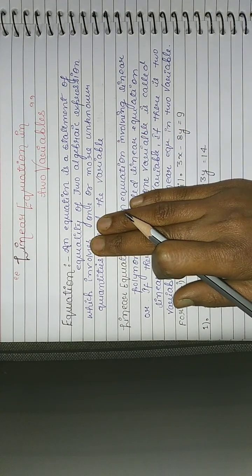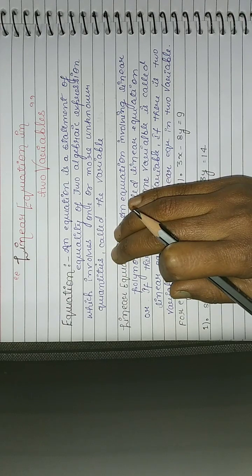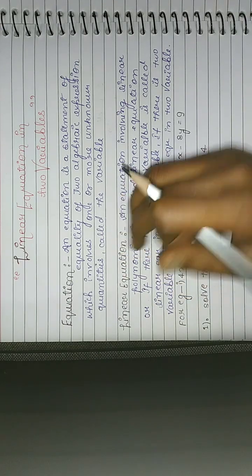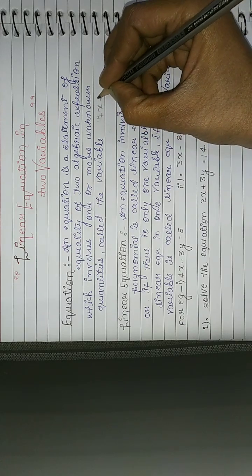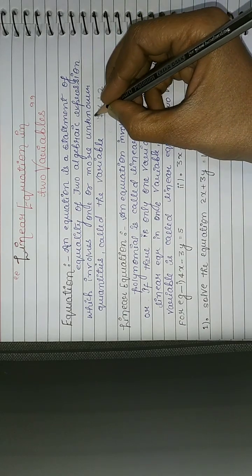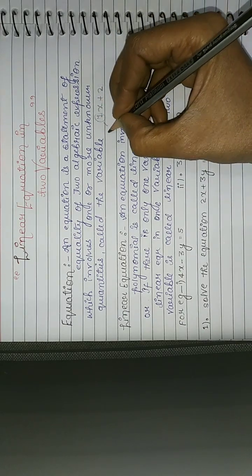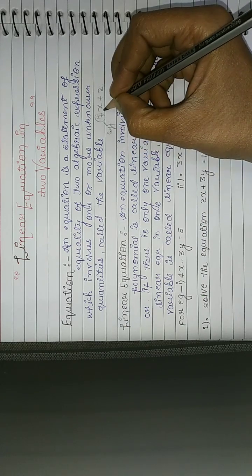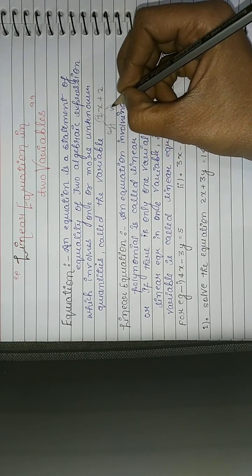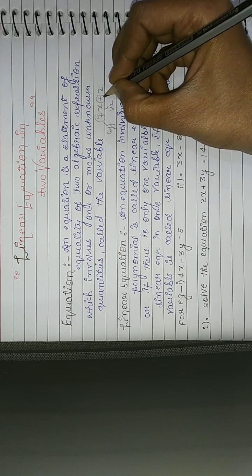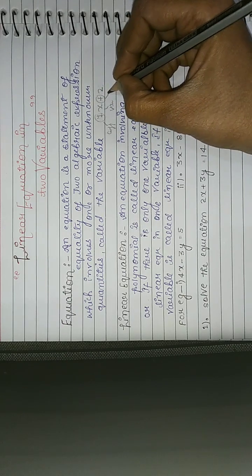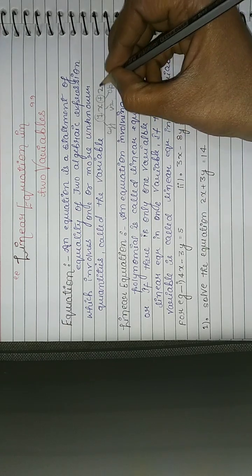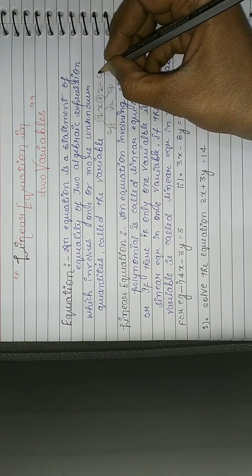Firstly, we are going to understand what is a variable, what is a coefficient, what is an operation, and what is a constant. So if I write here 7x plus 2, here 7 is the coefficient of x. And what is x? x is a type of variable, and this plus, minus, multiplication is called the operation. And this term is called the constant term.